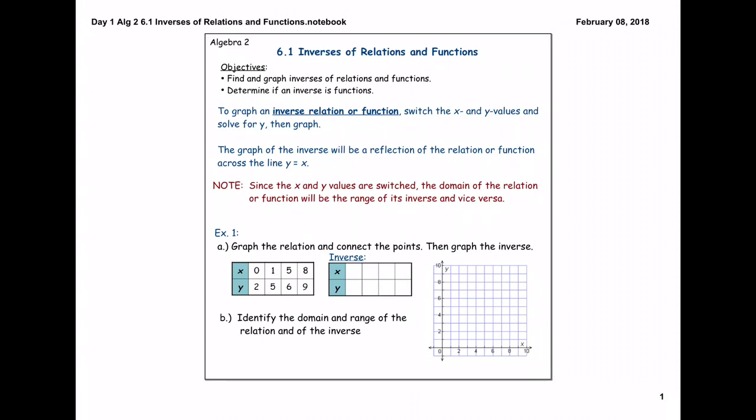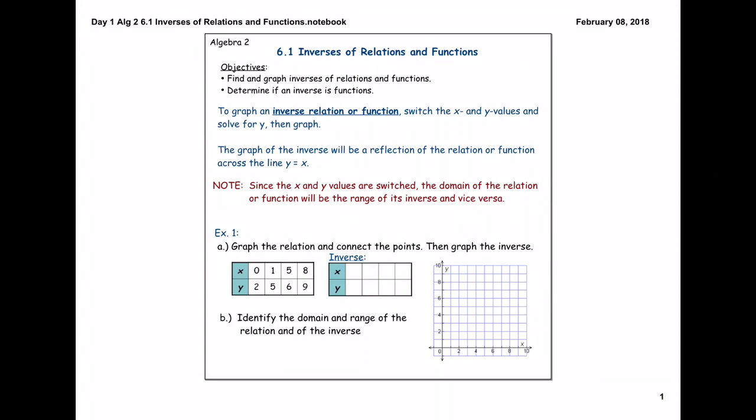To graph an inverse relation or function, switch your x and your y values and then solve for y and then graph. The graph of an inverse will be a reflection of the relation or function across the line y is equal to x. Since the x and the y values are switched, the domain of the relation or function will be the range of its inverse and vice versa.